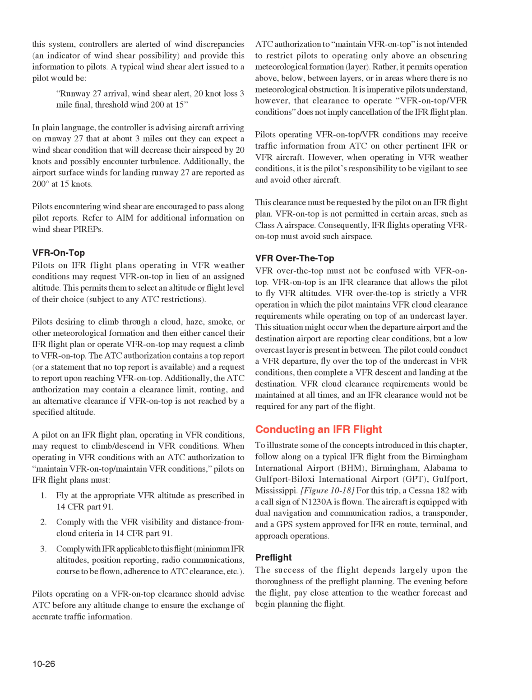Conducting an IFR flight. To illustrate some of the concepts introduced in this chapter, follow along on a typical IFR flight from the Birmingham International Airport, BHM, Birmingham, Alabama to Gulfport-Biloxi International Airport, GPT, Gulfport, Mississippi. Figure 10-17. For this trip, a Cessna 182 with a call sign of N1230A is flown. The aircraft is equipped with dual navigation and communication radios, a transponder, and a GPS system approved for IFR en route, terminal, and approach operations.